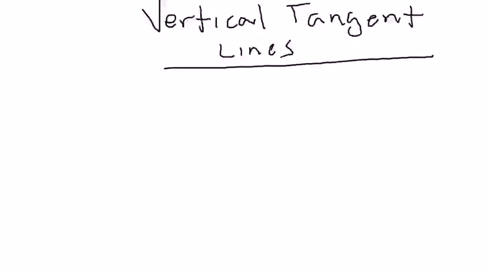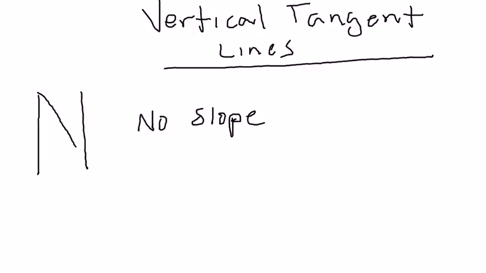Remember, if we had a vertical line, this has what we call a no slope or an undefined slope. And the way to remember that is two vertical lines form the letter N, hence the word no slope or an undefined slope. So what ends up happening with our derivative stuff is that where the derivative is undefined, that's where you're going to have a vertical tangent line.